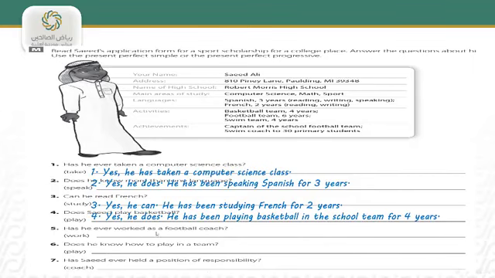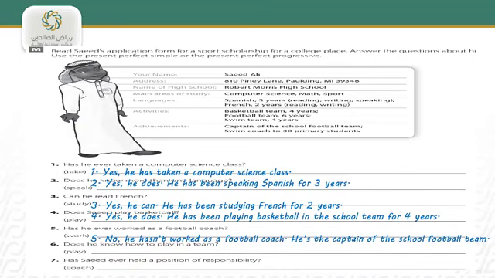Has he ever worked as a football coach? The verb to be used here is work. No, he hasn't worked as a football coach. He is the captain of the school football team. He hasn't worked as a football coach. We used here the present perfect simple.